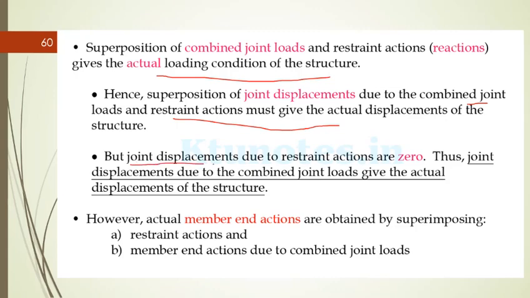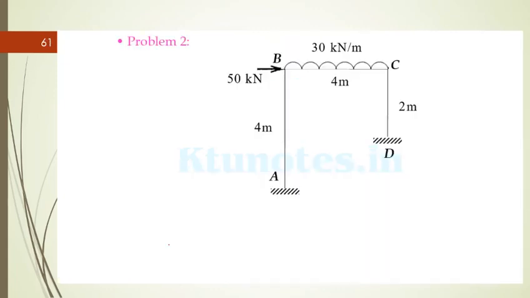But the joint displacements due to the restrained action are 0, because if there is a hinge there, definitely the deflection will be 0. Thus, joint displacements due to the combined joint load will give you the actual displacements of the structure. Combined joint load is the one to be analyzed, which will give the actual displacement. However, actual member end actions and reactions are obtained by superimposing the restrained action and the member end actions due to the combined joint load. We'll analyze a problem to make it more clear.